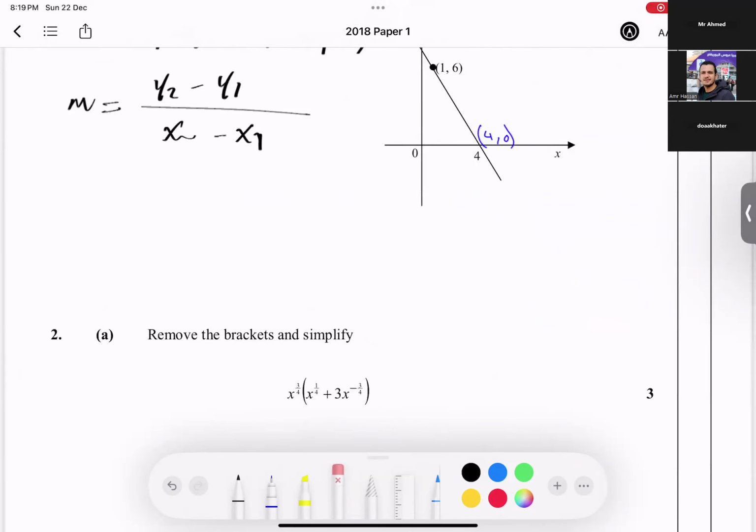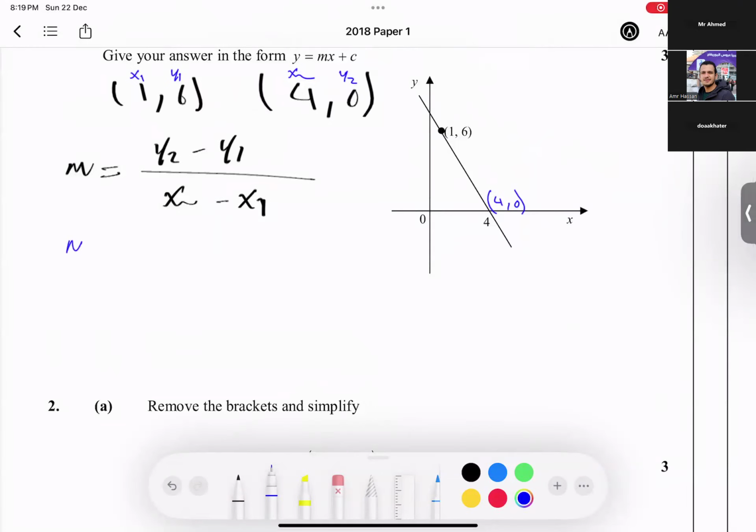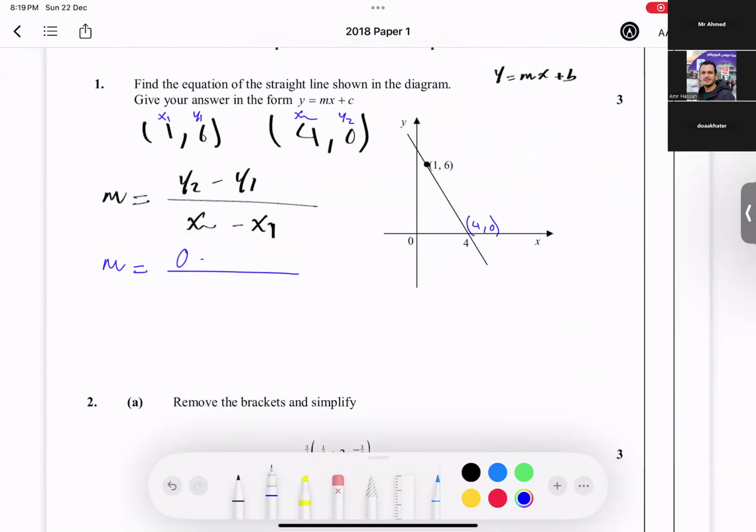I think you studied it in physics. Anyway, y2 minus y1, so it's going to be 0 minus 6 over 4 minus 1, right? So what does it look like?